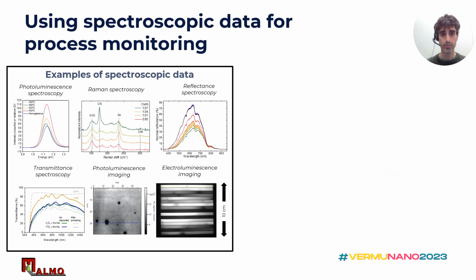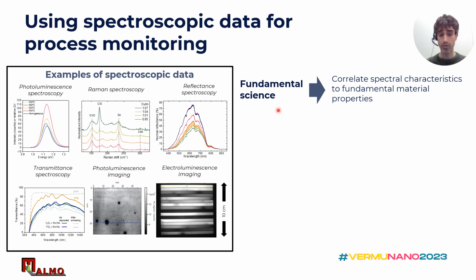How can we use spectroscopic data for process monitoring? Well, first, let's take a look at how spectroscopic data looks. It's basically some shape with some peaks, with different positions, different intensities, etc. If you're a scientist, probably you have worked with spectroscopy before, and you know that the usual thing to do is to try to correlate the characteristics of the spectra, the number of peaks, their position, their shape, with the fundamental properties of the materials.